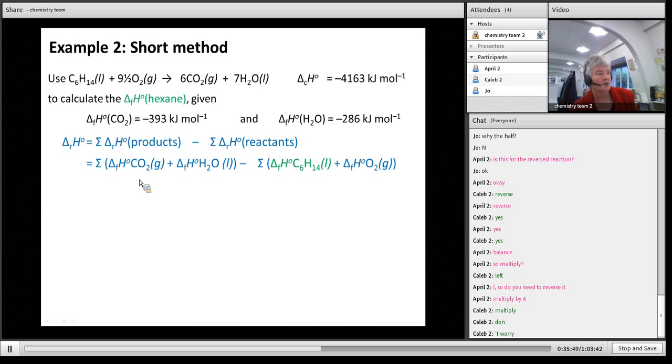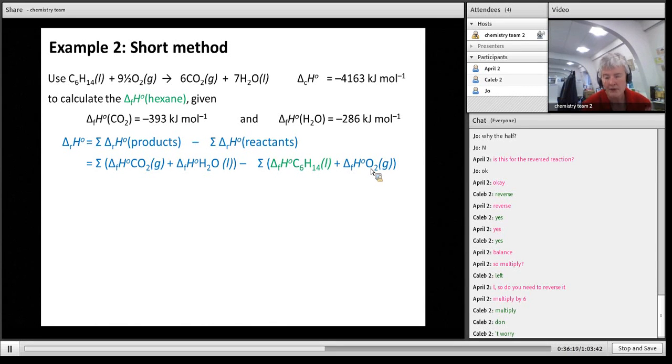Okay, so CO2 is over there, and I'm going to need 6 of them. 7 for there. This is the one I need to find out, so call it X. Okay, and that's oxygen. Now, if you think of the heat of formation for oxygen gas, if you wrote the equation down, how would you write it?